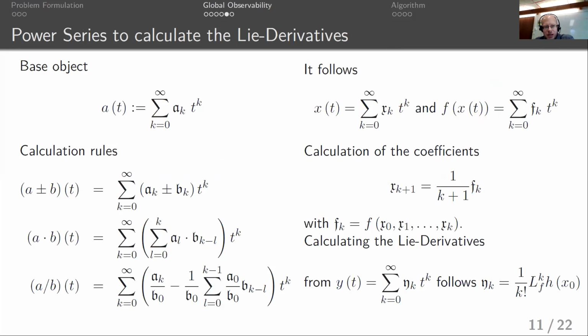That means your coefficient-based evaluations of the Lie derivatives would be evaluated massively parallel for a large number of interval boxes at the same time. Yes. Okay. So, any other questions?